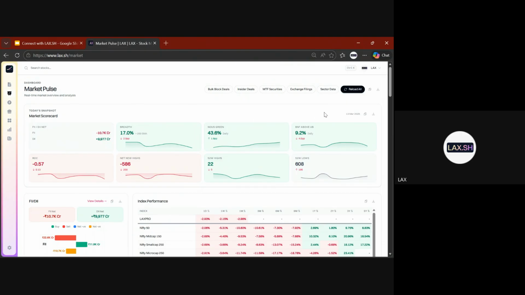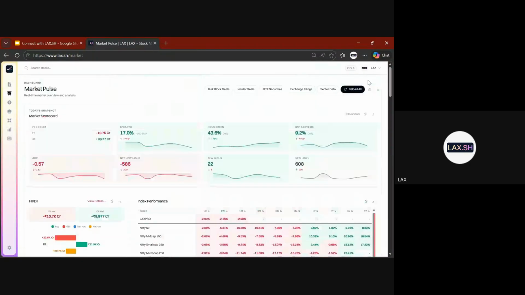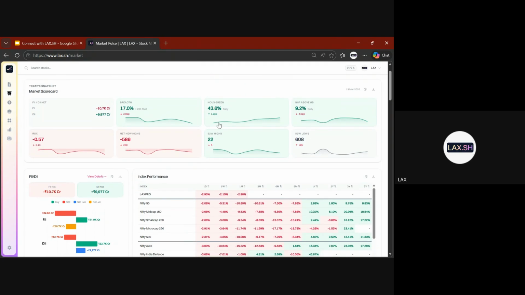So this is market pulse. Here we have a lot of data points. FII, DII net buying, selling, you already understand. 200 SMA, whether it is improving or turning bad. News green daily, improving or turning bad. This has improved, by the way, 2%. BNF upper BNF crossed daily, improved or turned bad. It has turned bad. And news green, you can see here, it has been steadily going up.